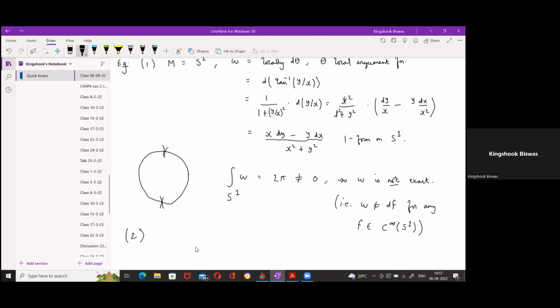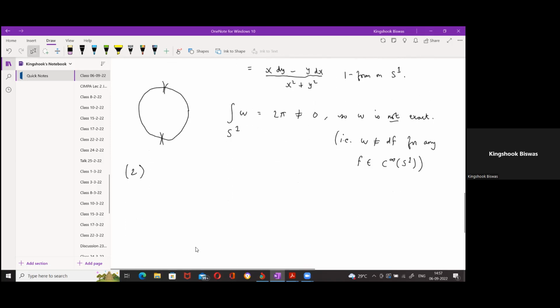But I don't remember exactly how to do it. I'll think about it and tell you. Yeah. You can do the same in any S^(n-1) in R^n. You can cook up a similar form.